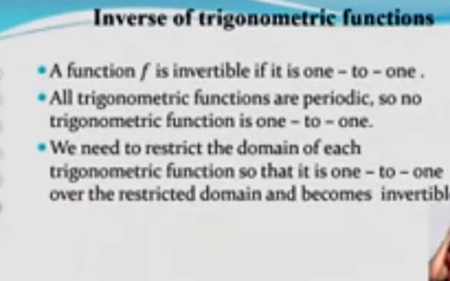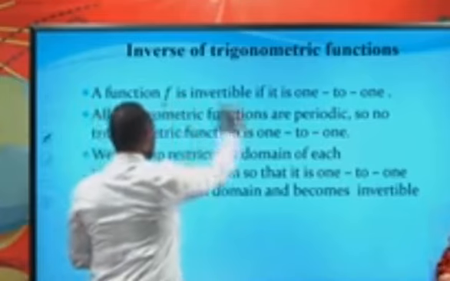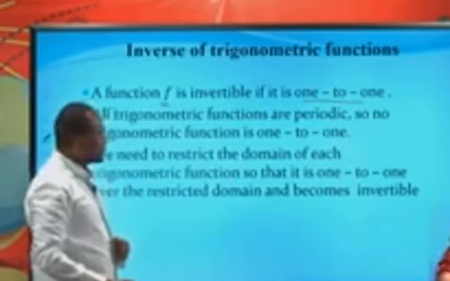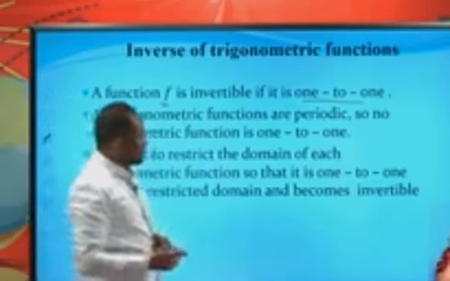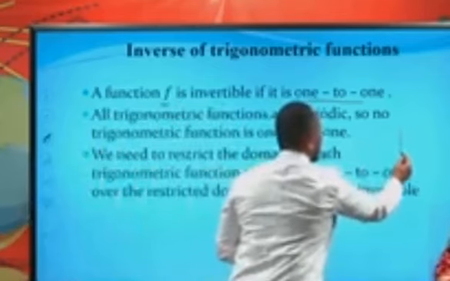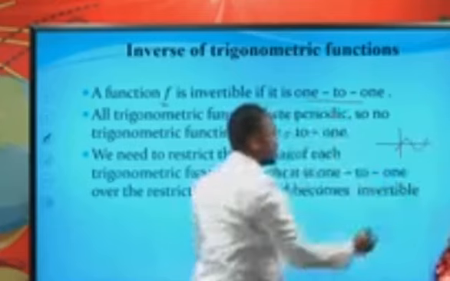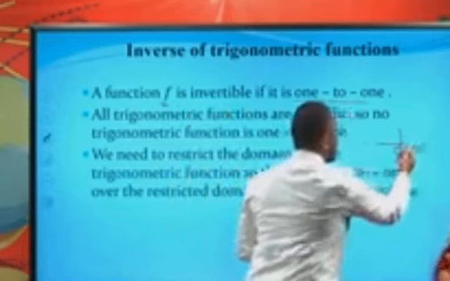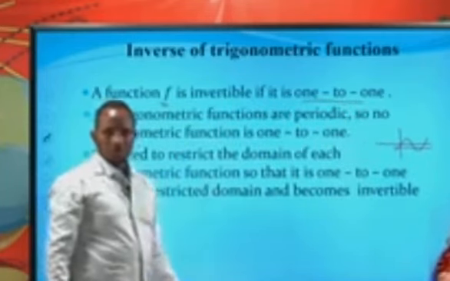A function f is said to be invertible if it is 1 to 1. For a function to have an inverse, it must be 1 to 1. Since all trigonometric functions are periodic, if you see sine, its graph is of this form. It's periodic. If you use the horizontal line test, it's not 1 to 1, so it doesn't have an inverse.